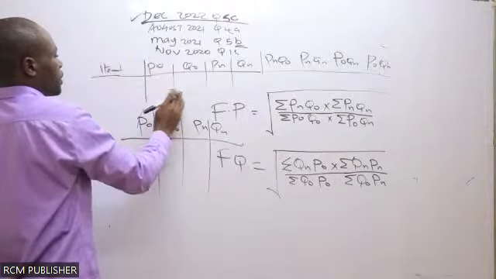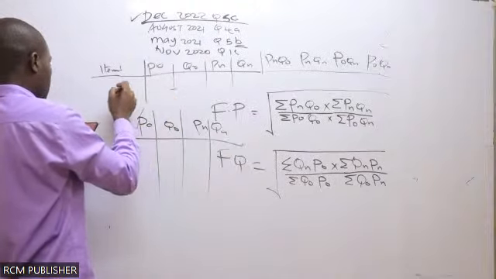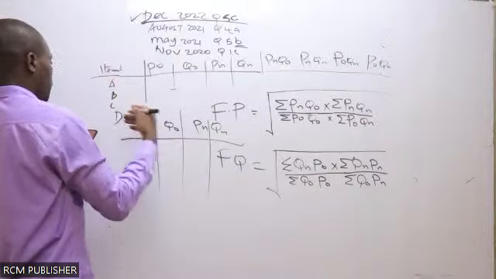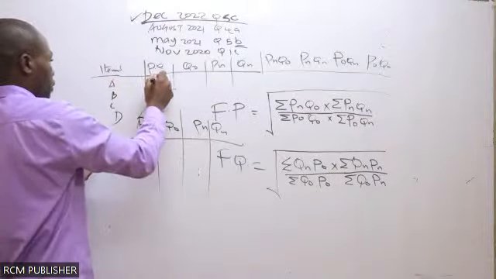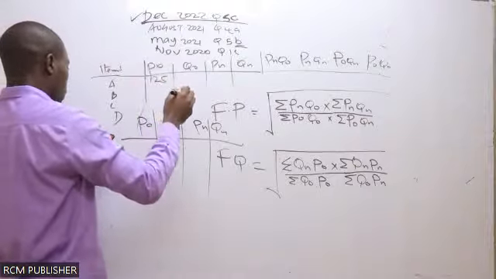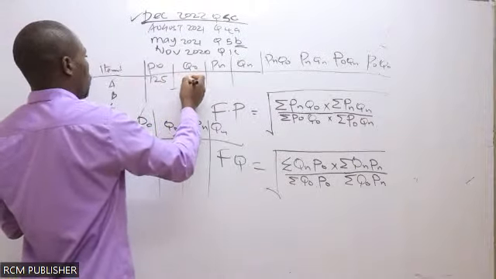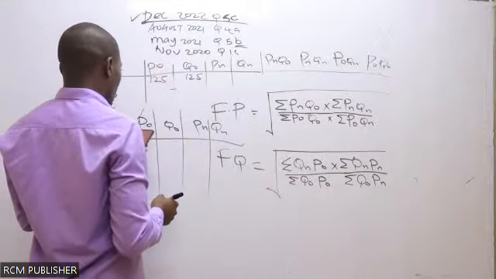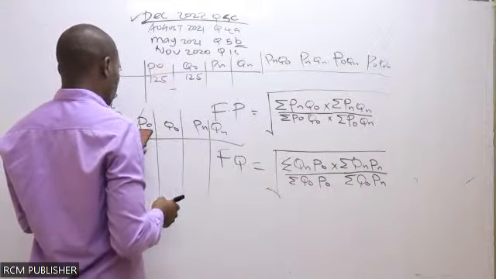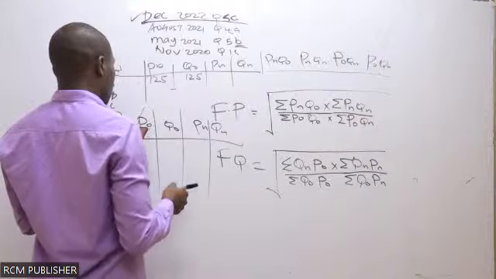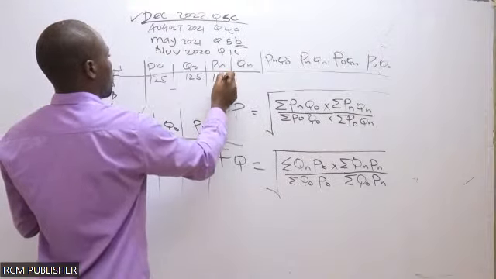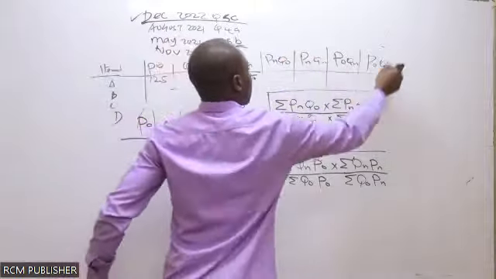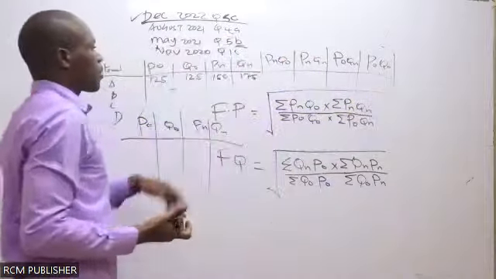Once you do that, just indicate the item. Let's say we have A, B, C, D, the way they have said. We take the price 125, that is the PO, the quantity also 125, that is our QO. And then the current now is 150, 175. So do you think just doing this is very difficult?